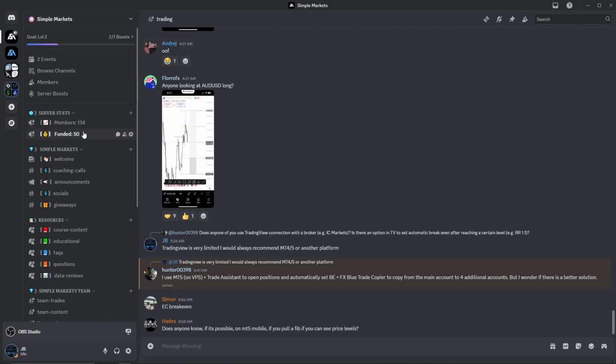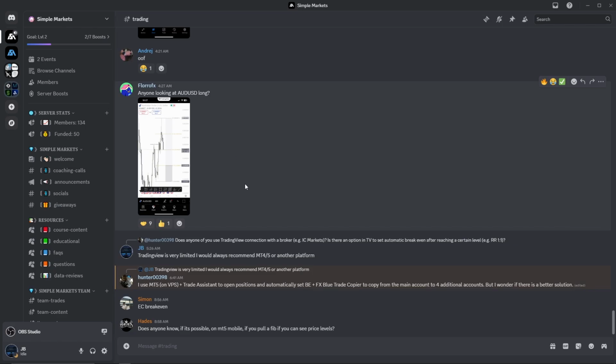So we are at a ridiculous funded member ratio here, over, I want to say 35%. Honestly, I can't do the math right now in my head, but obviously the way we teach and the very one-on-one approach we take with people, I think works very well. And we can see it here from the amount of funded members to members ratio.